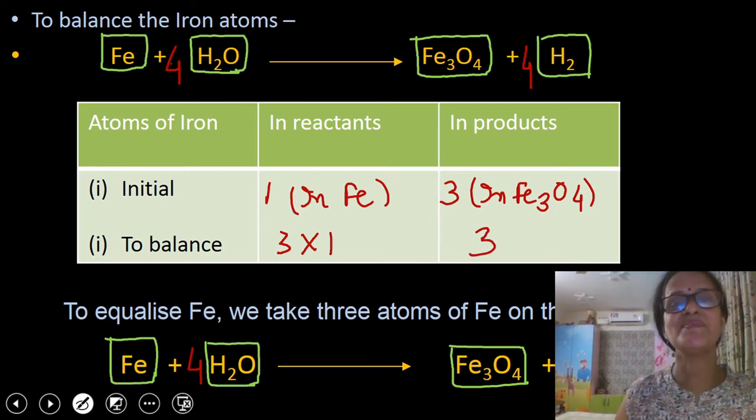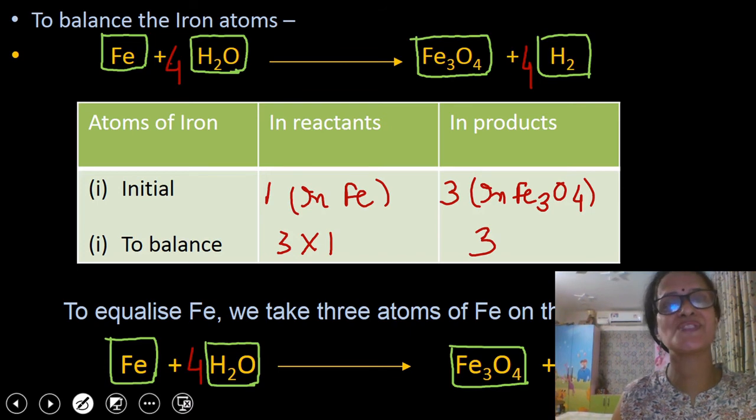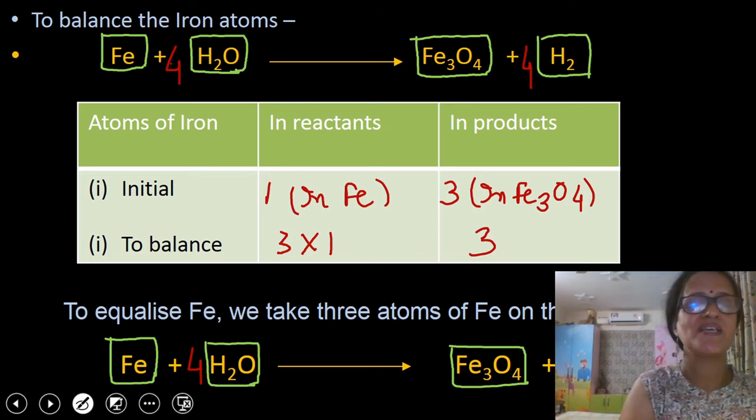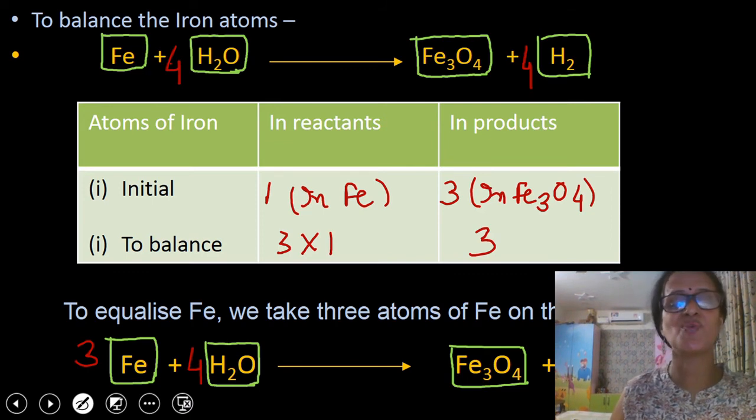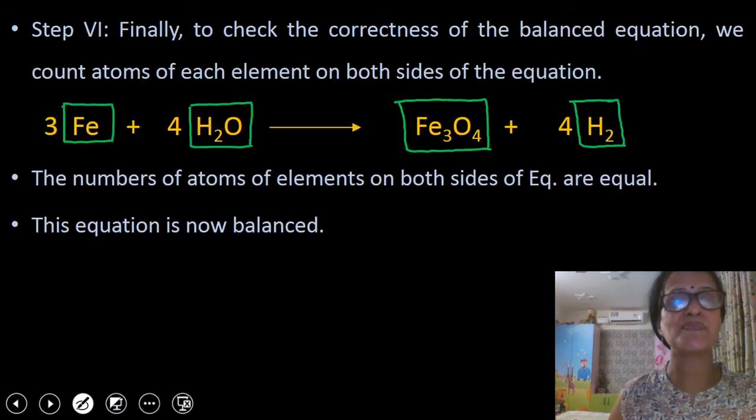And always remember this 3 you will write towards the left hand side of the box. So now your equation has become 3Fe plus 4H2O is equal to Fe3O4 plus 4H2. So now we will check whether this reaction is balanced or not by counting the number of atoms of each element in reactant side as well as in product side.